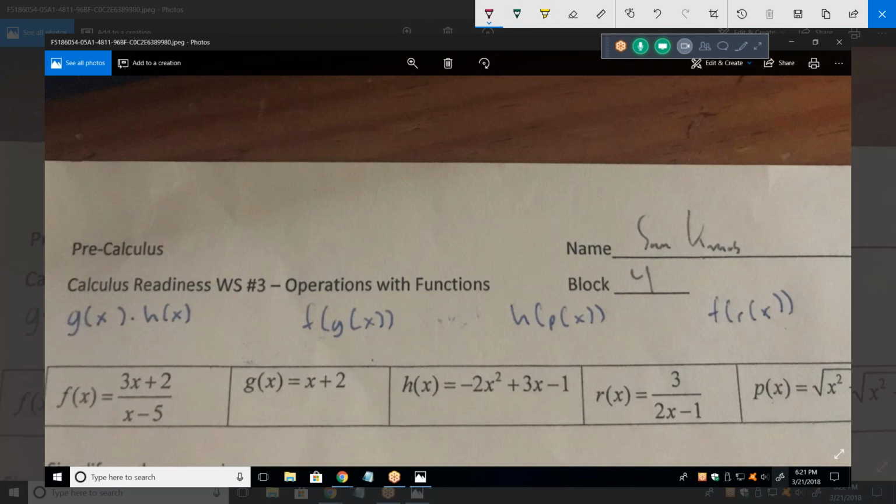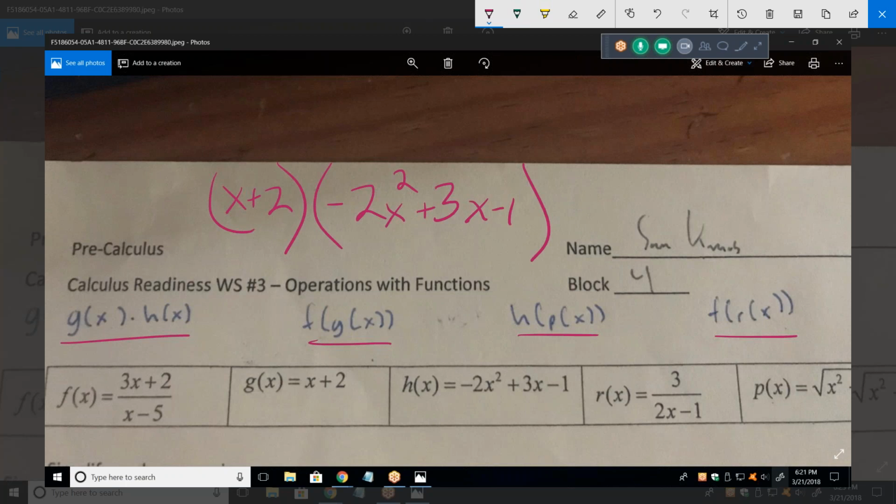Most of these are composites. That's a composite, that's a composite, that's a composite. This is the only one that is not. That is straight multiplication. Okay? So it's g of x, which is x plus 2, times h of x, which is this. How do you multiply those two?